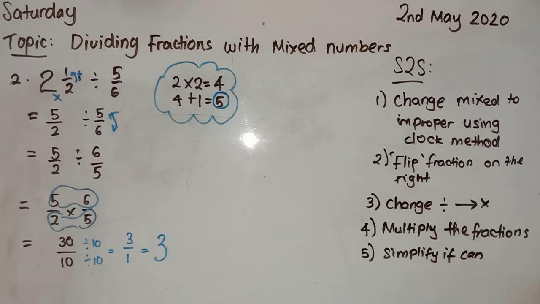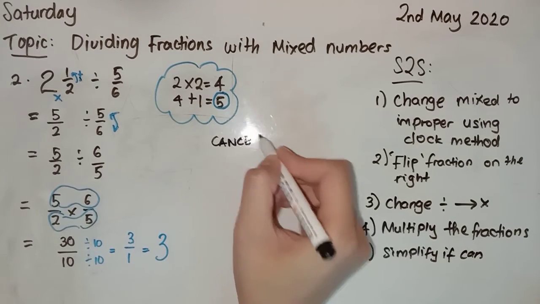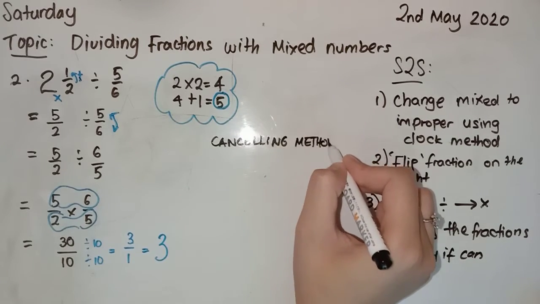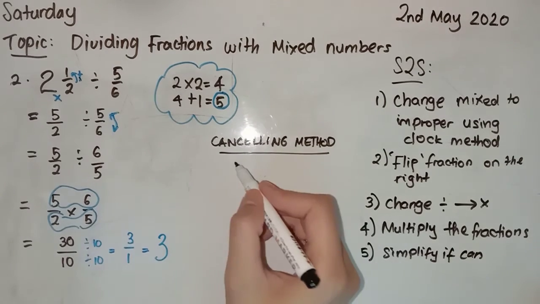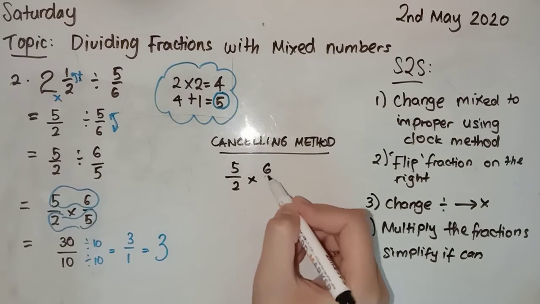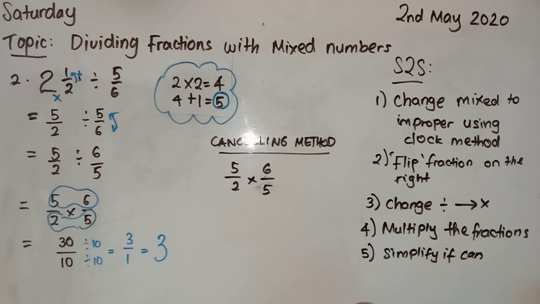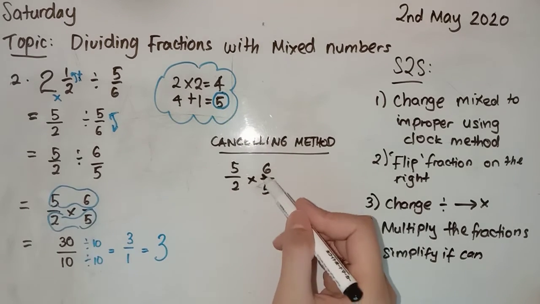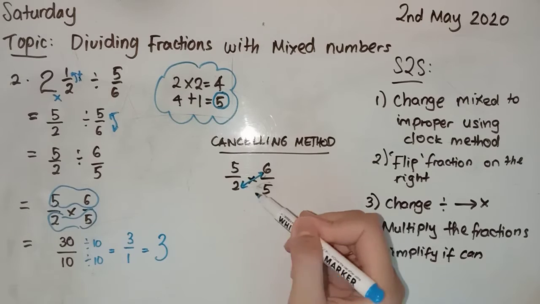Okay, next, remember the cancelling method? Our lesson yesterday, but this is for those who are confident only. Okay, cancelling method. So you can take it from here. This is still the same. 5 over 2 times 6 over 5. Now you can cancel diagonally. Okay, X. You can cancel top and bottom, as long as they are in the same timetable. Okay, let's look at it diagonally. This and this. 2 and 6.